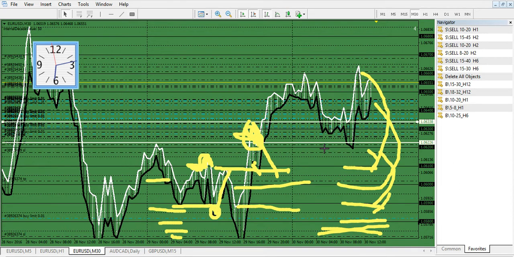Well, nobody knows where the market's going. I know, that's the point. You don't know where it's going. So why wouldn't you just put a buy limit here? Well, see, what if it keeps going down? Well, what if? You don't know. You don't have to know.